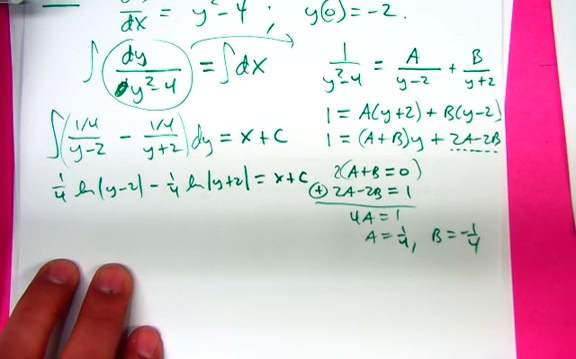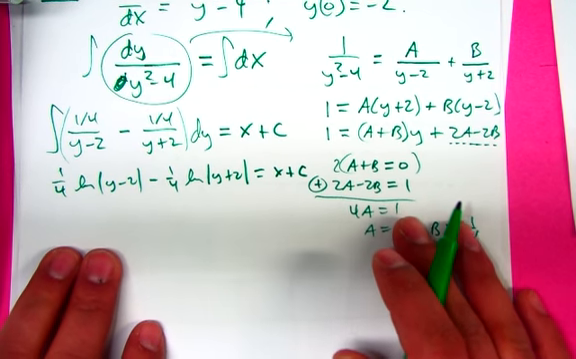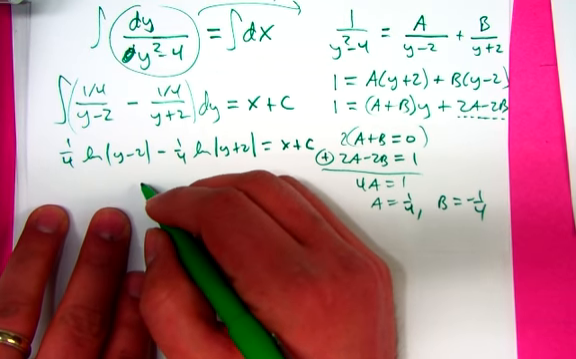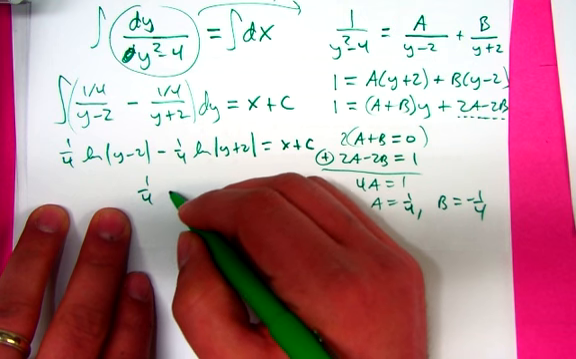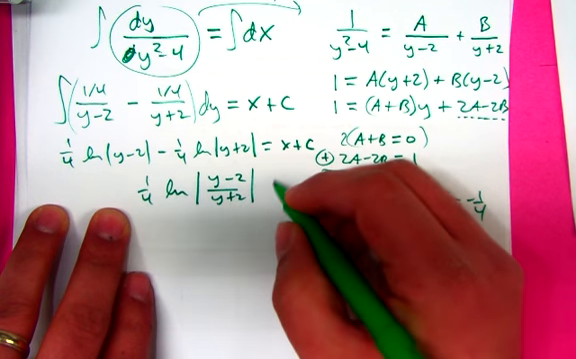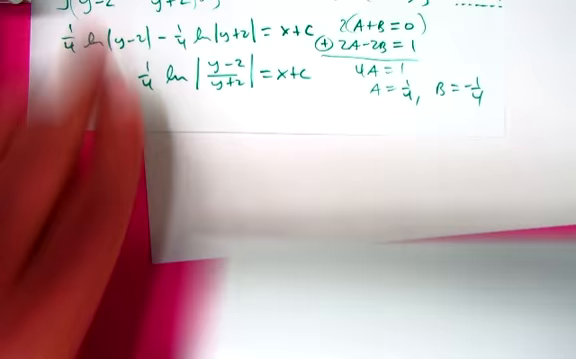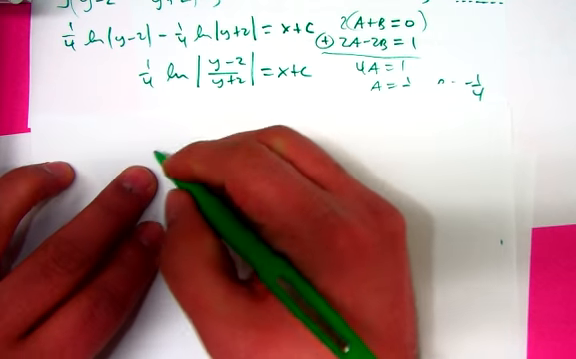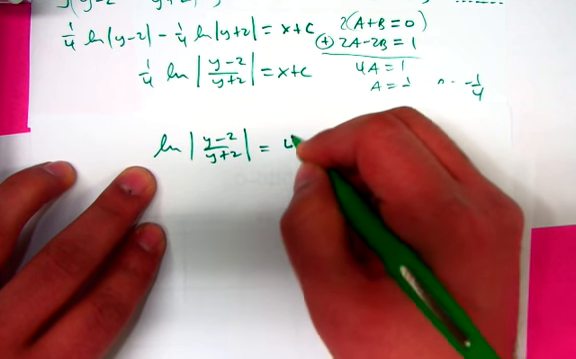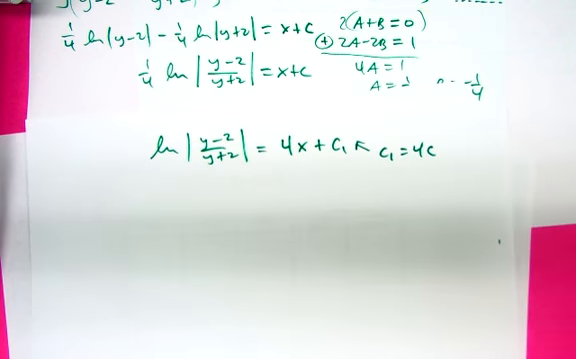What's that? Yes, we're going to find as much as we can here. So this becomes 1/4 natural log of (y minus 2) over (y plus 2). We could multiply by the 4. So we have 4x plus some other constant, where c1 is just double the original constant.